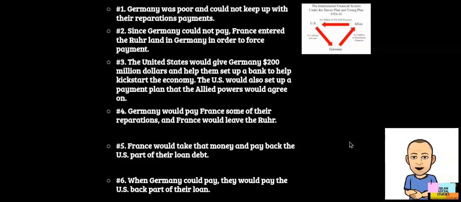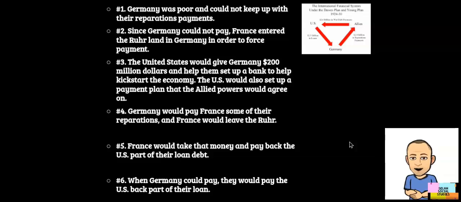Basically, if Germany could pay it, they would. And if Germany couldn't afford it, they could pay a little less. Number 4 is Germany would pay France some of their reparations, and France would leave the Ruhr. Problem solved. Then France would take that money and pay back the U.S. a part of their loan debt. Perfect. And finally, when Germany could pay, just like I said before, they would pay the U.S. back on their loan. So France gets the money, pays back the U.S., pays off their loan debt.